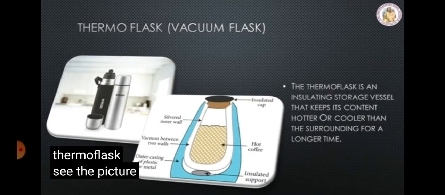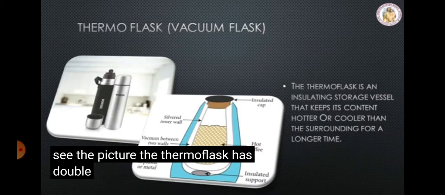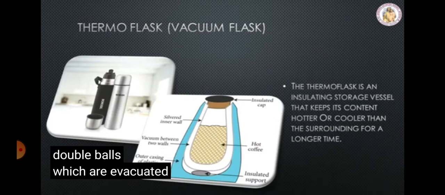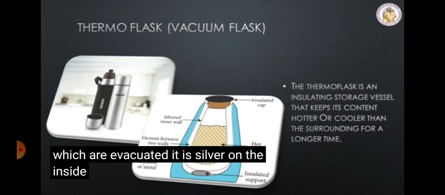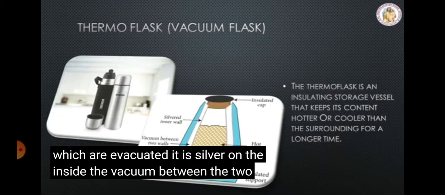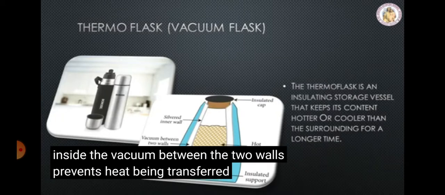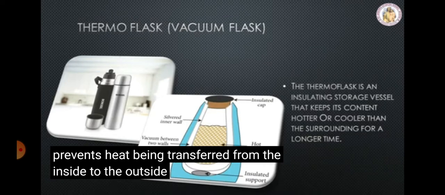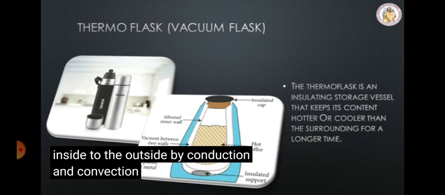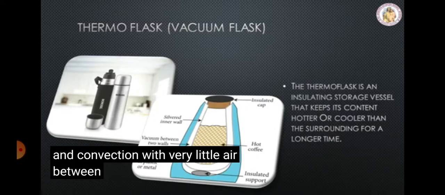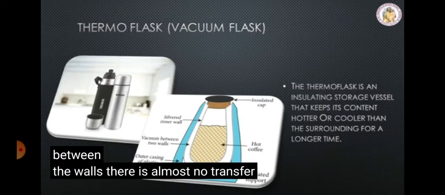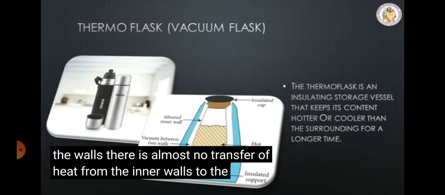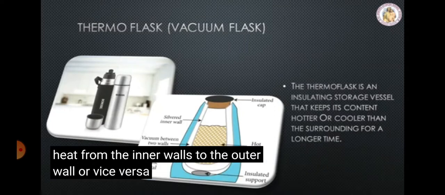See the picture. The thermos flask has double walls which are evacuated. It is silver on the inside. The vacuum between the two walls prevents heat being transferred from the inside to the outside by conduction and convection. With very little air between the walls, there is almost no transfer of heat from the inner wall to the outer wall or vice versa.